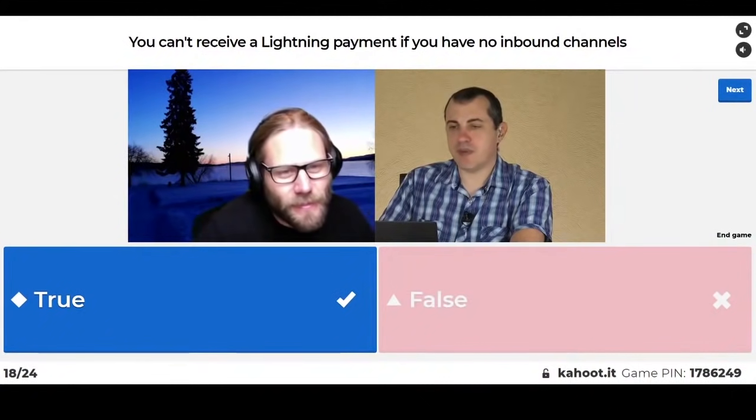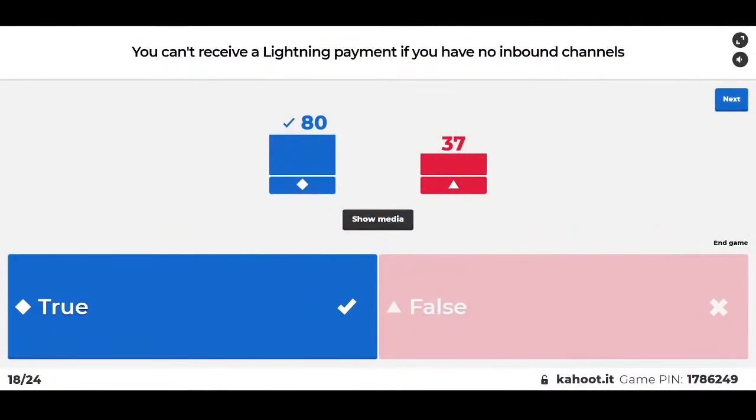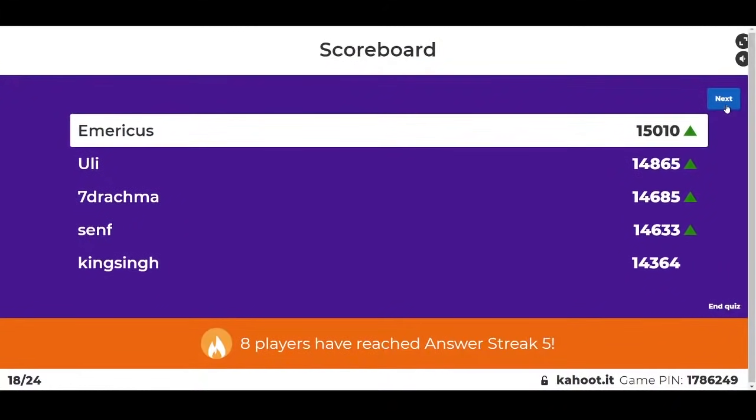You can't receive a Lightning payment if you have no inbound channels. The only kind of trick question, if you ask me. It feels a bit like a trick question now that I think of it. And so my apologies to 37 of you who felt tricked. That was not my intention. What I should have said is if you have no inbound capacity. But yeah. All right. Oh no, I killed the king.